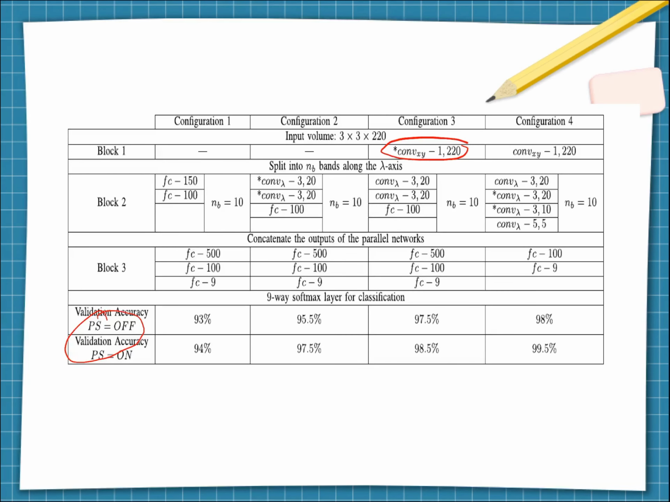The convolution XY represents a spatial convolution layer with a receptive field of P cross P and N output spectral channels. The convolution lambda represents a spectral convolution layer with a spectral receptive field of size P and N output spatial channels. Features are obtained through a set of 3D filters, one corresponding to each output channel. Convolution XY extends through the entire spectral channel and convolution lambda extends through the entire spatial channel. Every convolution is valid and no zero paddings are involved at any place.